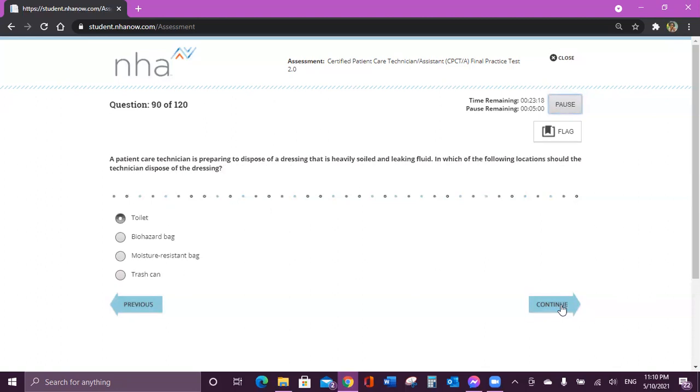A patient care technician is preparing to dispose of a dressing that is heavy, soaked in liquid fluid. In which of the following should the technician dispose of the dressing? Toilet, no. In a biohazard bag, moisture, trash, in a biohazard bag.